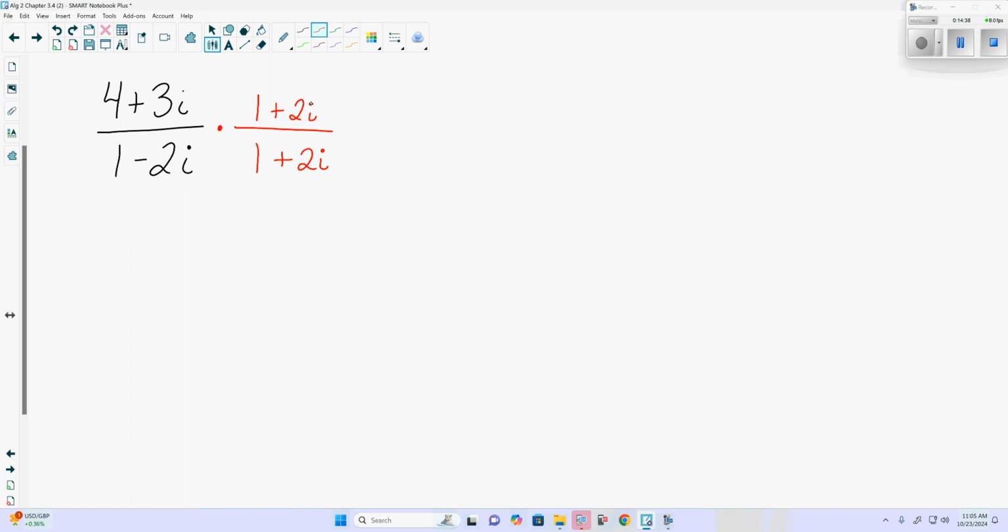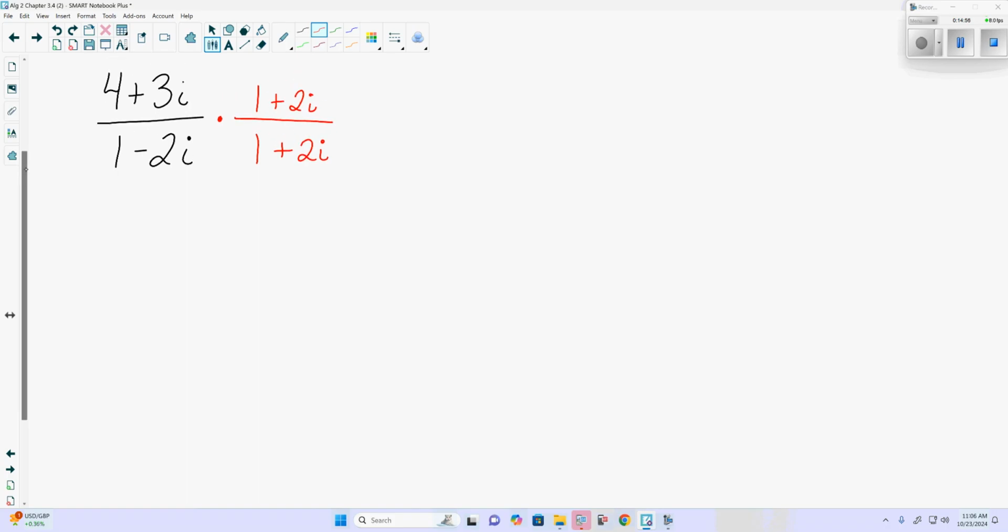Well, what is 1 plus 2i divided by 1 plus 2i? Anything divided by itself is not 0, but 1. So really we are multiplying this fraction by a fancy version of 1. So we're going to multiply the top and bottom by this here. So we can think of the parentheses being here. But again, we're just multiplying through.